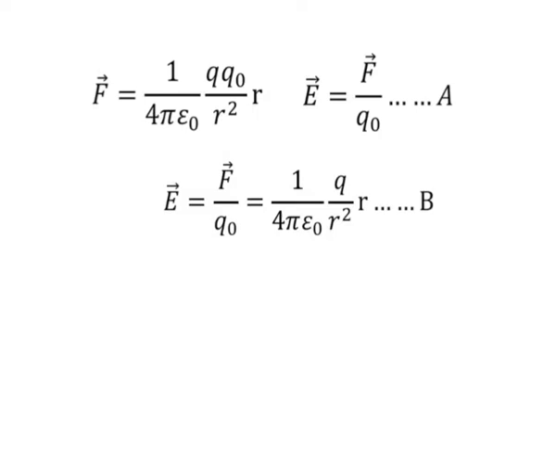We can find the magnitude at any distance r by converting equation B to a magnitude form as E is equal to 1 upon 4 pi epsilon 0 into q upon r square. This equation gives magnitude E only. We must think about the directions separately.